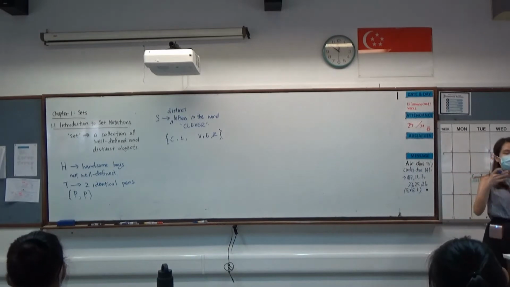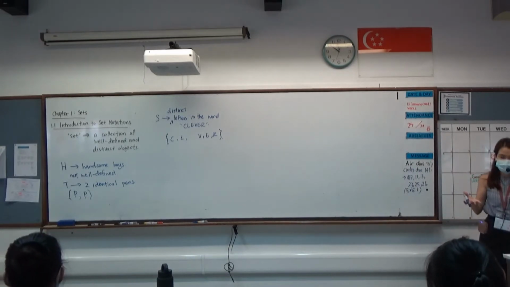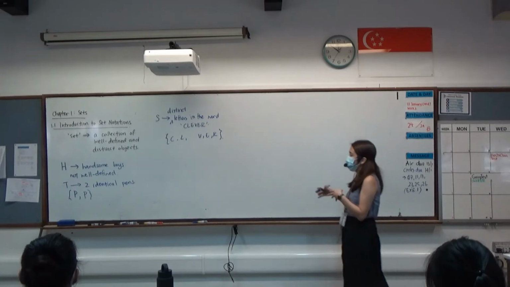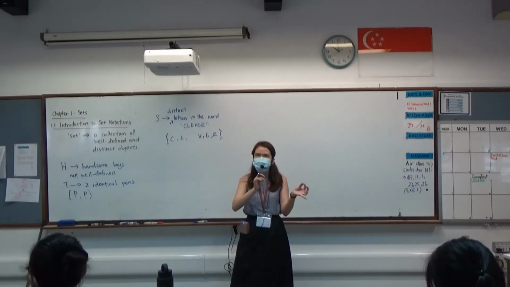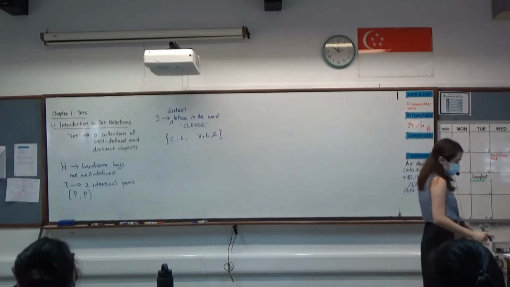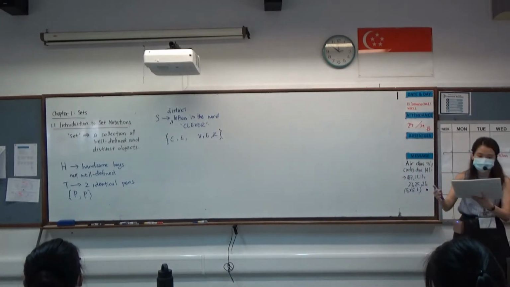So whenever we have a set and we write it as a description, or we list it out, it needs to be individual, so no two can be the same. That is how we define a set.